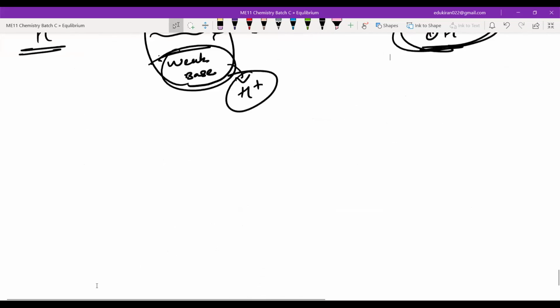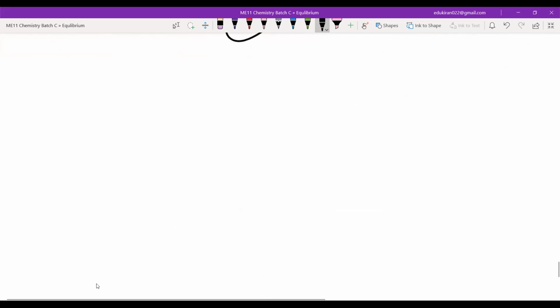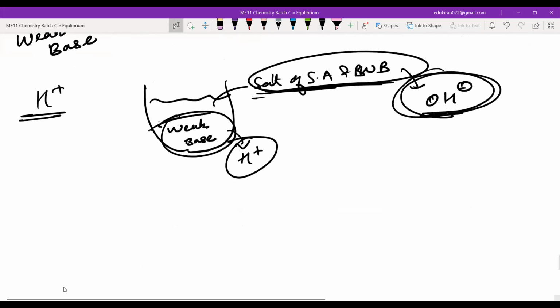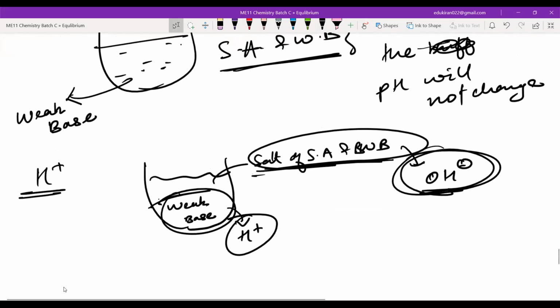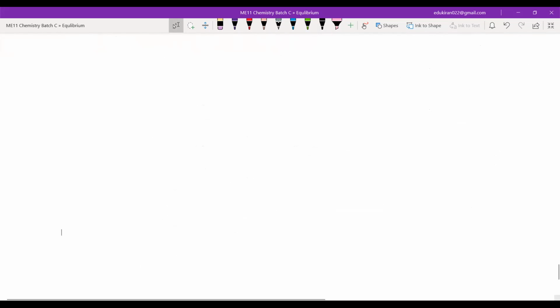So there can be two kinds of buffer. If we want to prepare a basic buffer, then we add a weak base first, and then we add its salt with strong acid. So first let us write number one, basic buffer. Basic means, not basic in the normal sense, okay, this means an alkaline buffer. Not like an economical plan, basic plan, then business plan. No, not like that. Basic means alkaline.